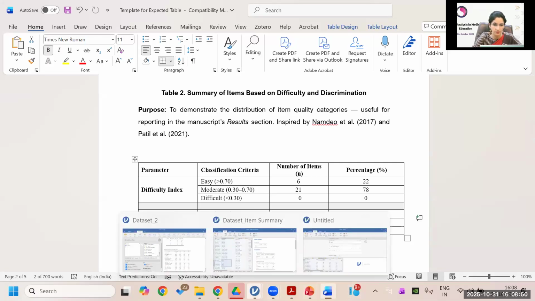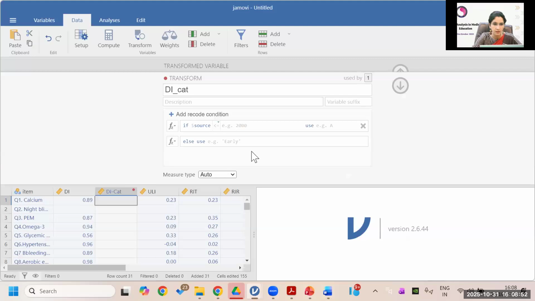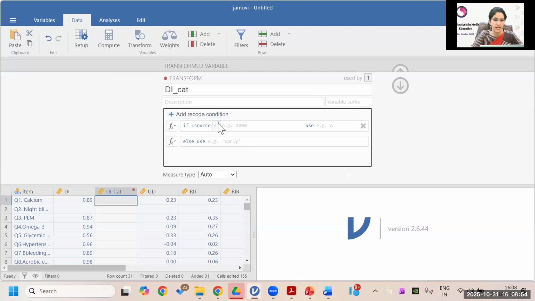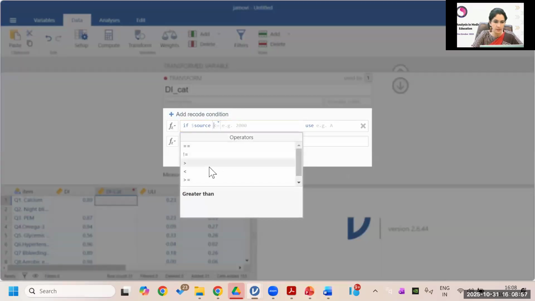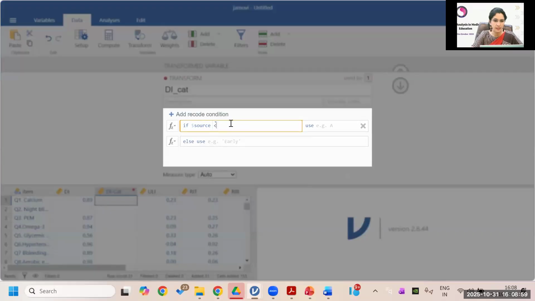So how will I do it? I will write less than. The less than option is here. So less than 0.3. If it is less than 0.3, then we call it difficult. Whatever you write, you put that under single inverted commas. So I write difficult, and I have given it in single quotes. Now the next level is 0.3 to 0.7.